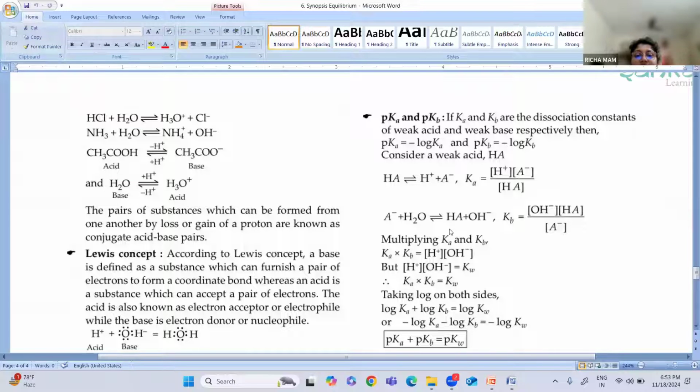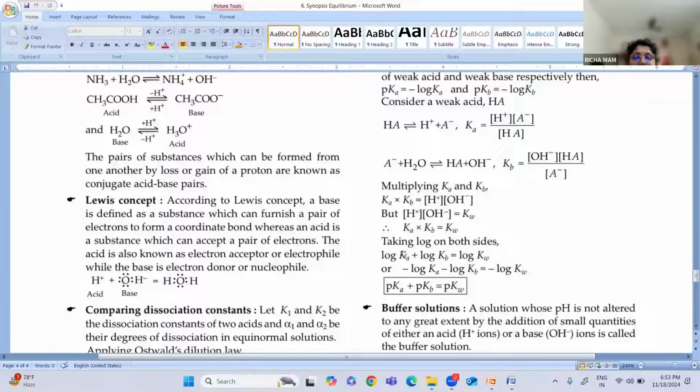What is pKa? What is pKb? Ka and Kb are nothing but the dissociation constants of a weak acid and a weak base. They are given as pKa equals minus log of Ka, and pKb equals minus log of Kb. pH and pOH, I hope you know this. pH is the negative logarithm of the concentration of H plus ions, and pOH is the negative logarithm of the concentration of OH minus ions.